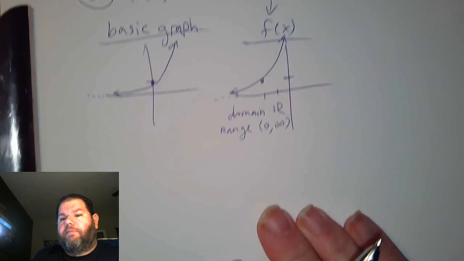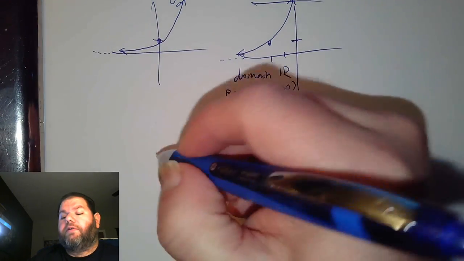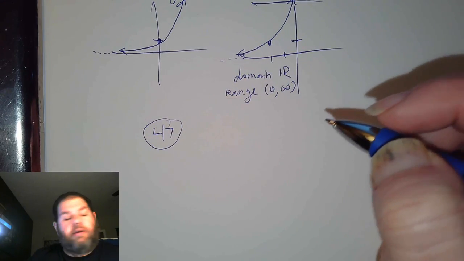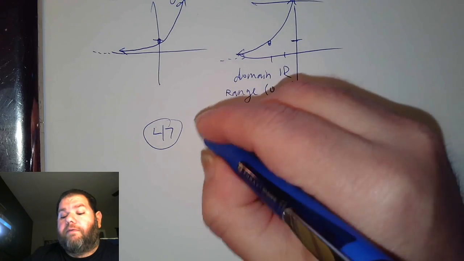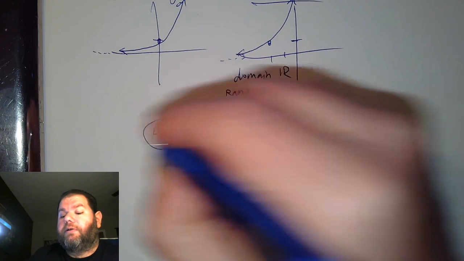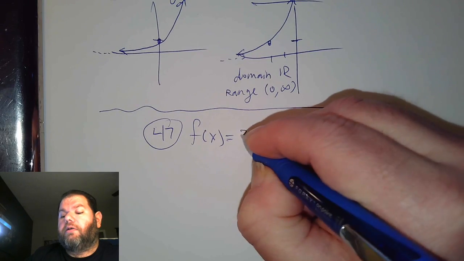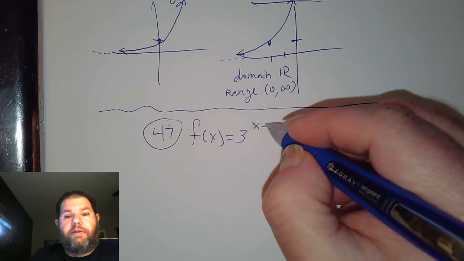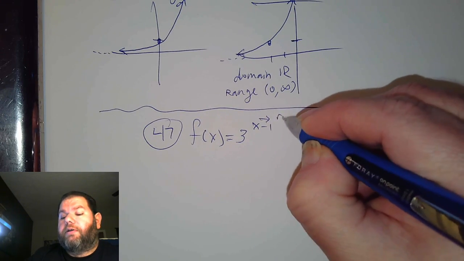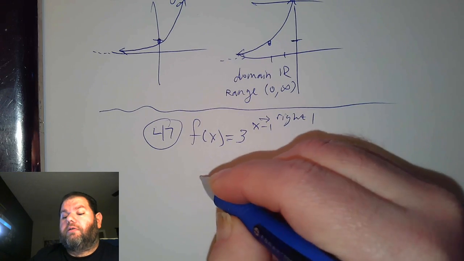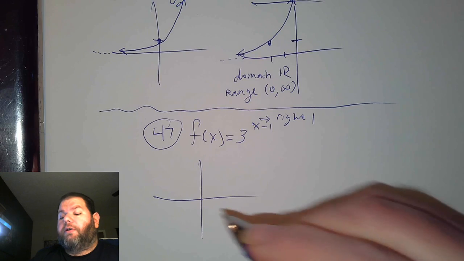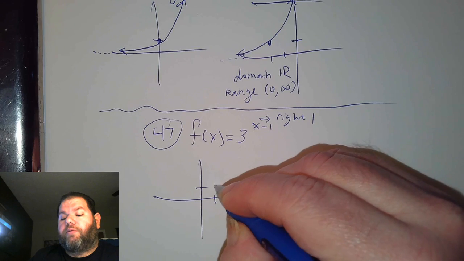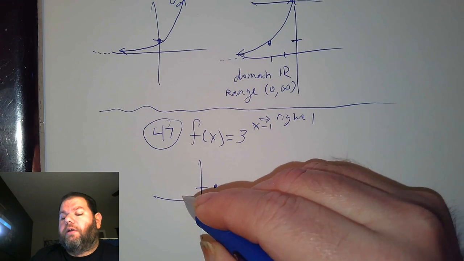Let me do 47 before we move ahead to the other 2 problems. 47 is also a graphing problem. f of x equals 3 to the x minus 1. All this does is it takes the basic graph of 3 to the x and moves it right 1. Normally, we start at 0, 1. We shift that to the right 1 point, so we're starting at 1, 1. And then we just draw in a curve.